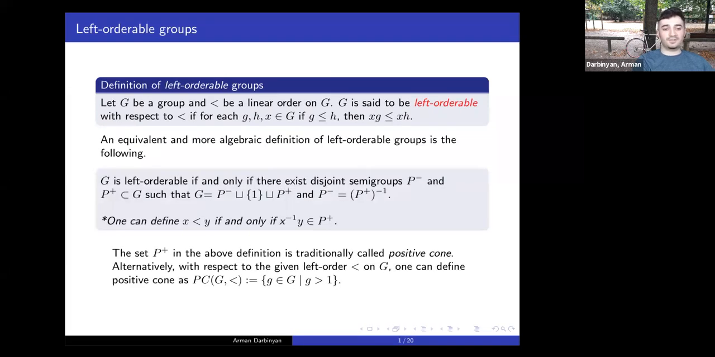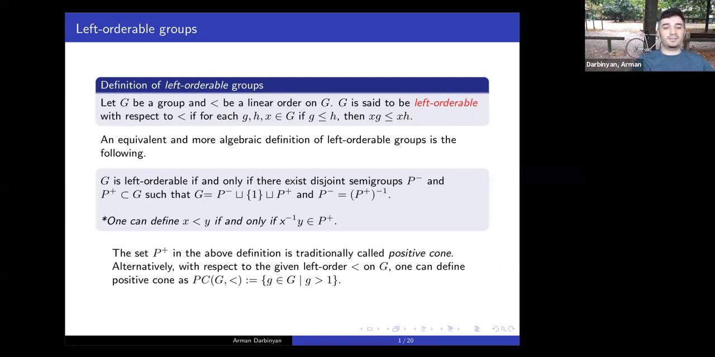So the second definition is of more algebraic accentuation. It says that the group is left-orderable if there exist semigroups that I denote by P minus and P plus, such that P minus is precisely composed of inverses of P plus, P minus and P plus are disjoint, and G is a union of the trivial element with P minus and P plus. Once we have this decomposition of the group G into the union of semigroups, then one can define the order: x is less than y if and only if x inverse times y belongs to the semigroup P plus. It's easy to see that this way we have a left order.